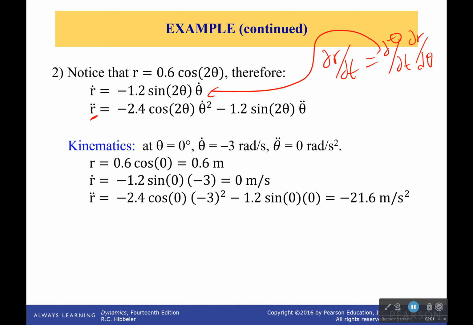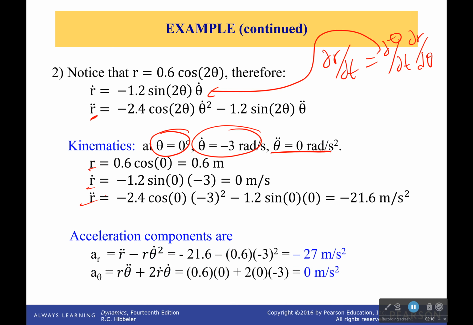Now, if we plug in everything we know, where we know that theta is equal to 0, theta dot is equal to -3 radians per second, and our theta double dot will be 0 radians per second squared, we can solve for these three values. And then use those to calculate our transverse and radial accelerations.